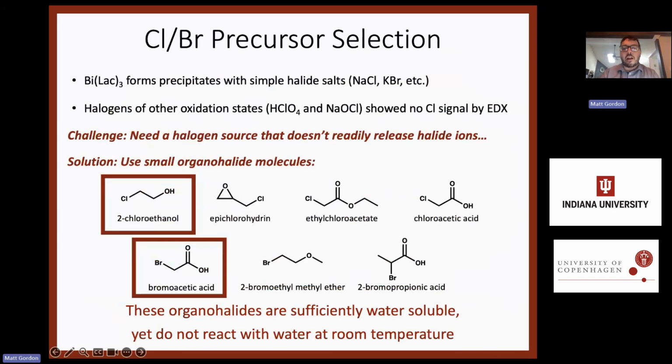So all of the ones shown here have been used in our synthesis. The two boxed ones, 2-chloroethanol and bromoacetic acid, proved to work the best. They're sufficiently water soluble, but they don't react with water at room temperature to yield a halide ion. So that made it work in our syntheses.